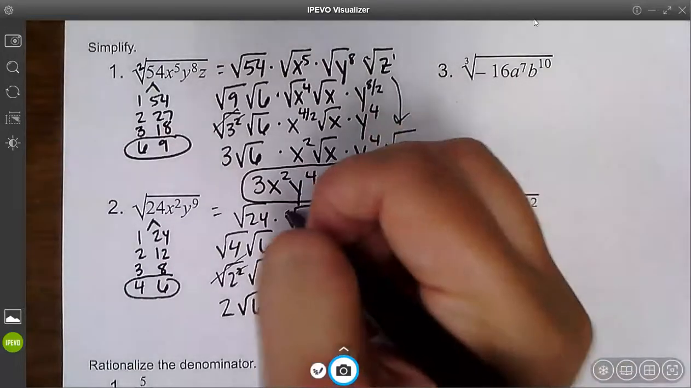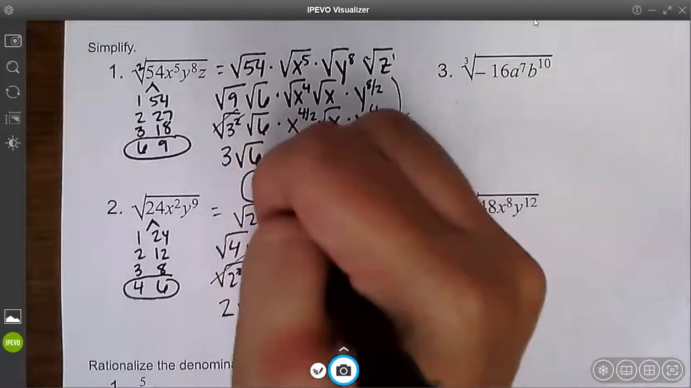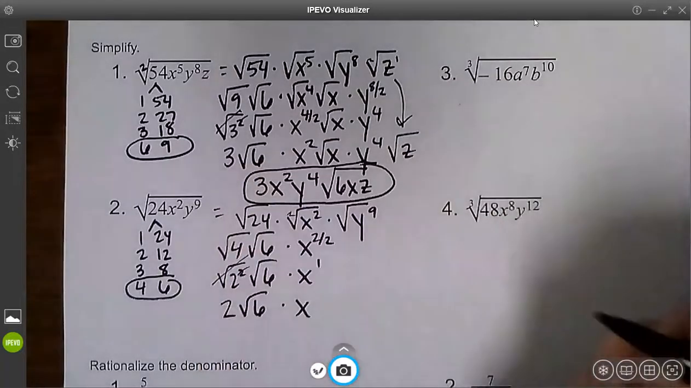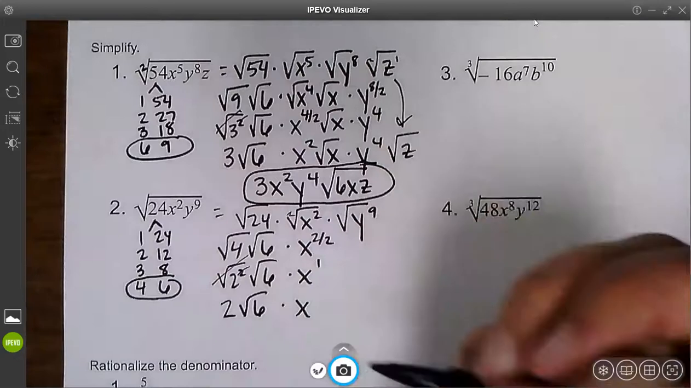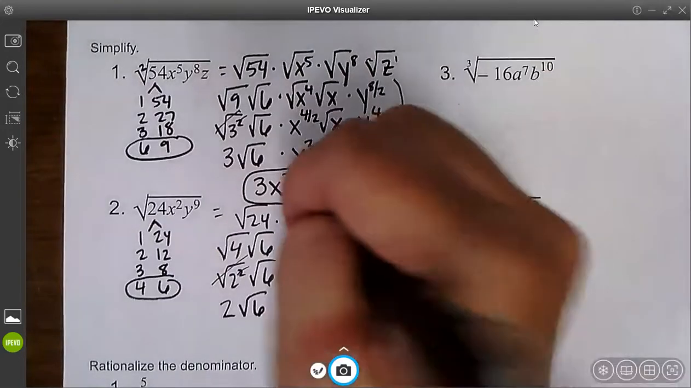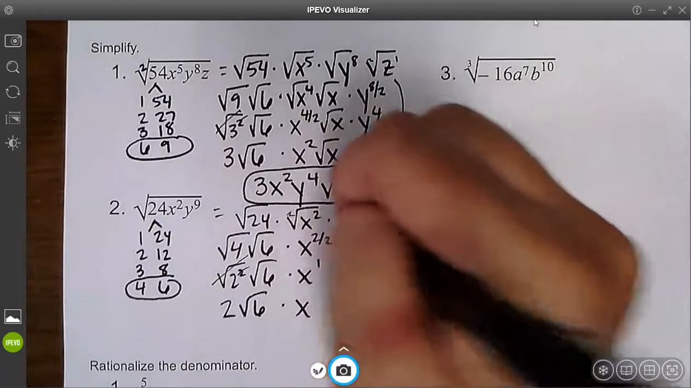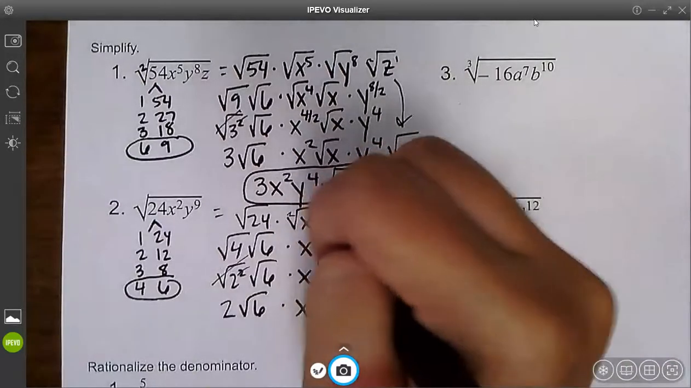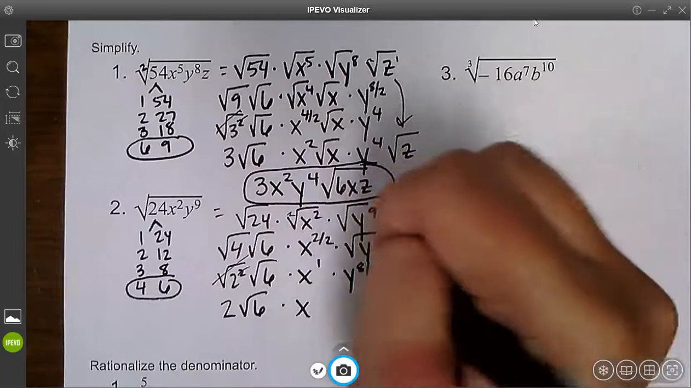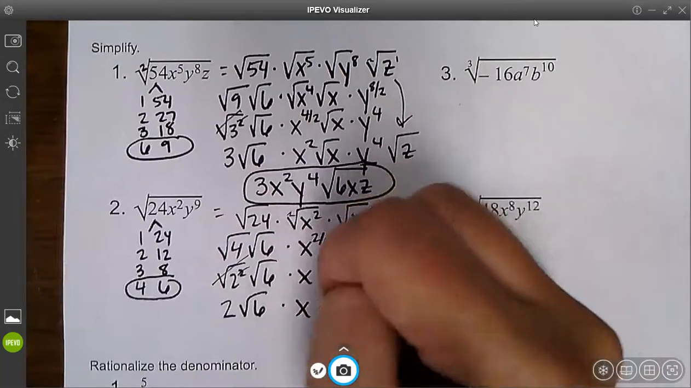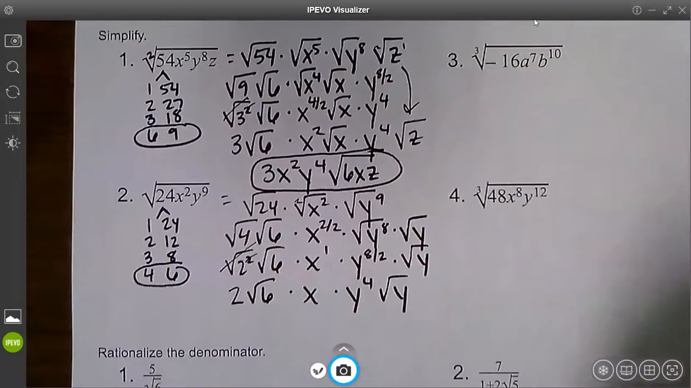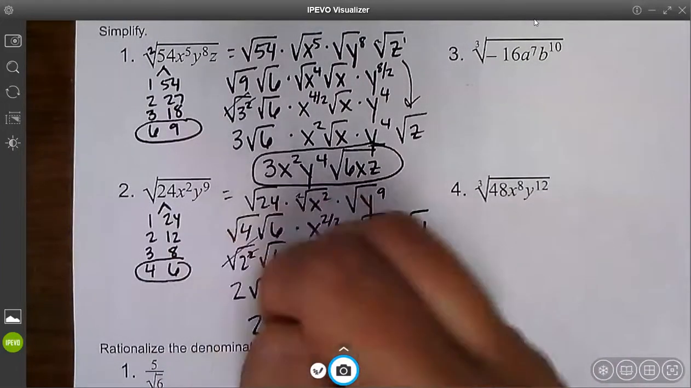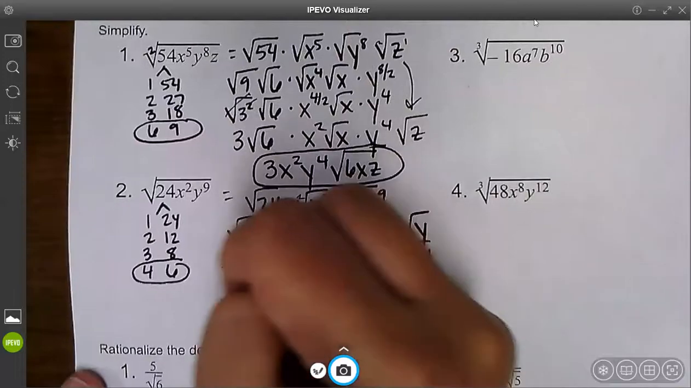2 is divisible by our index of 2, so we just say x to the 2 over 2, which is the same thing as x to the first, or x. 9 is not divisible by 2, so we split it up, y to the 8th and y. Divide our exponent by our index of 2, which is y to the 4th, root y. And then rewrite our answer. You have 2x y to the 4th, square root of 6y.